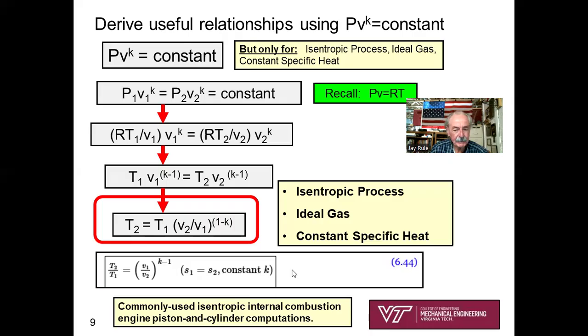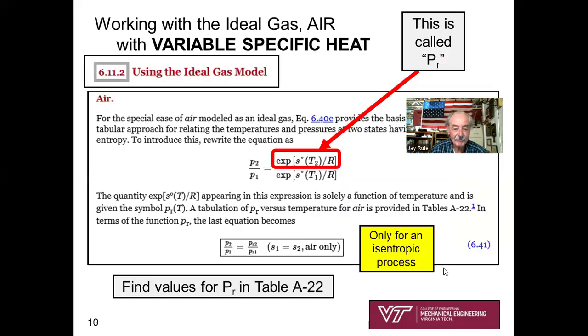So I just want to demonstrate to you that if you get stuck at the graduate level, if you're not allowed to have a formula sheet, you should not at the graduate level, you can start with PV to the K is constant, and you can derive 2 very powerful computational techniques to solve for T2, as long as you've got an isentropic process, ideal gas, and constant specific heat. That's the big takeaway.